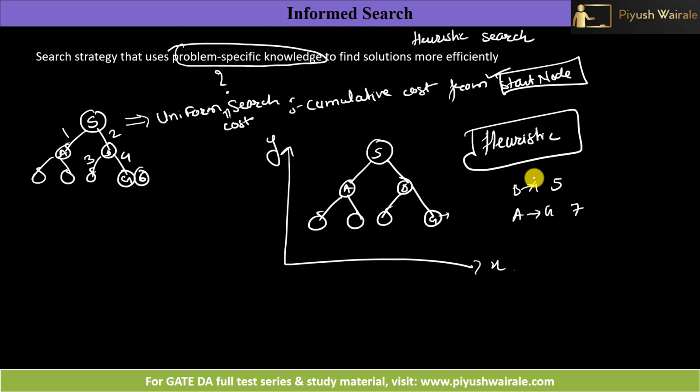But it should be a lesser value, right? So basically we have some specific information about the particular problem. So this is what informed search is. We'll discuss more about these heuristic things.